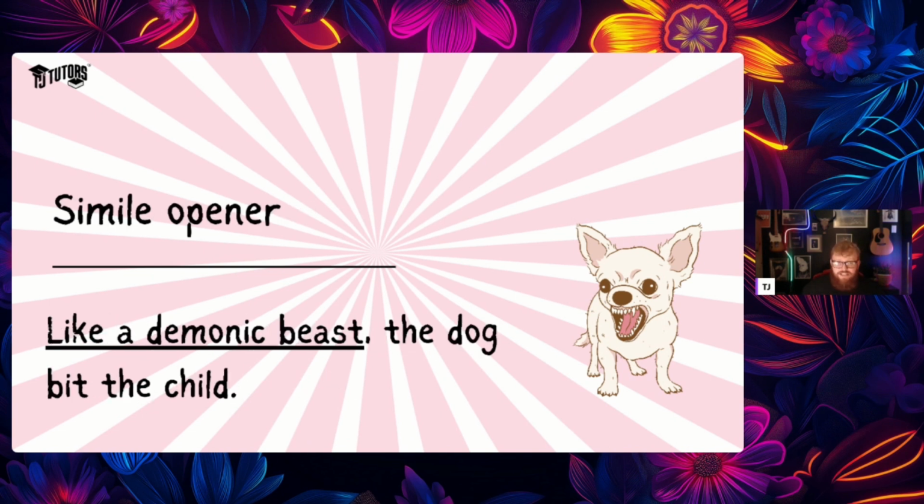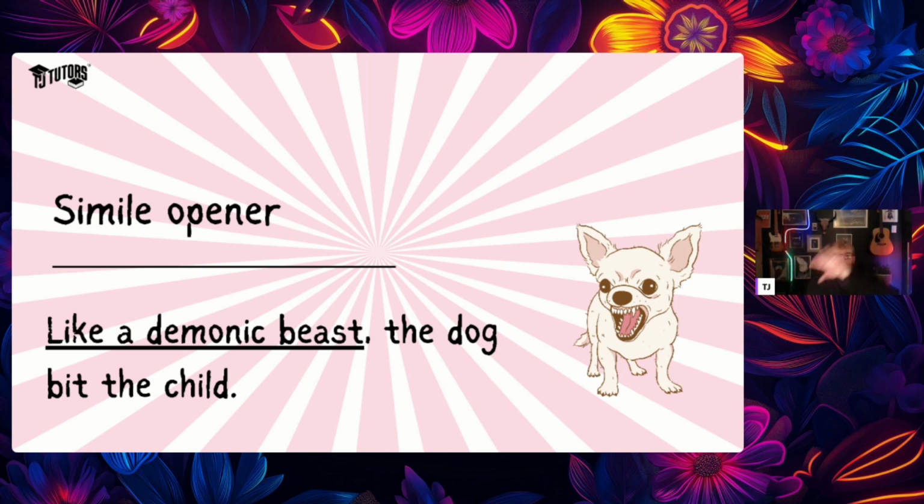Okay, right. Now, the next one we're looking at and the final one we're going to look at is a simile opener. So you're familiar with similes, hopefully at this point. You can start your sentence with like. So for example, here we've got like a demonic beast, the dog bit the child. Rather than just starting with the dog bit the child, like a demonic beast, you're mixing things up.